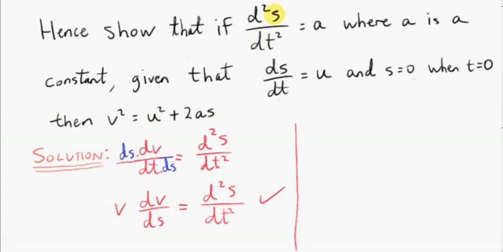Now here we have an equation involving s and t, and we want to prove something that does not involve t. So we need to transform this differential equation using the previous result. So instead of d²s/dt², we will write v times dv/ds, because this does not involve time. The independent variable here is s, not t. So in place of this second order derivative, we will write v times dv/ds and set it equal to the constant a.